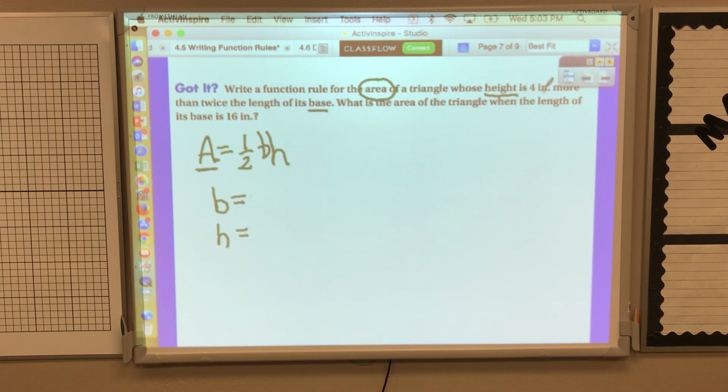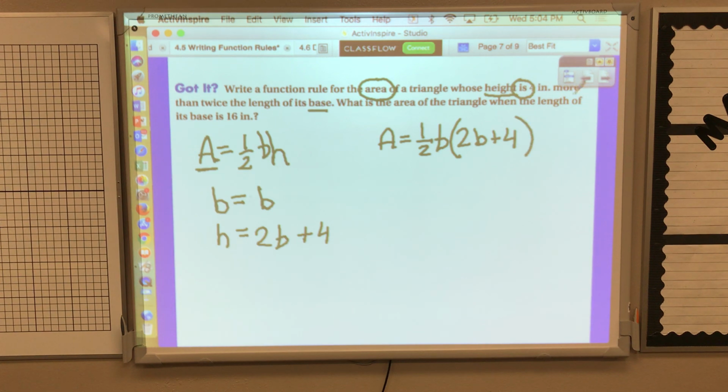So it tells us the height is 4 more than twice the length of its base. So height is, remember the word is means equals, okay? So the H equals 4 more than, so we're going to add 4 to twice its base. Okay, so what that tells us is B is going to stay B in that problem, but the H is going to be replaced by this. So what I have right now is A equals 1/2, B stays B, times 2B plus 4.